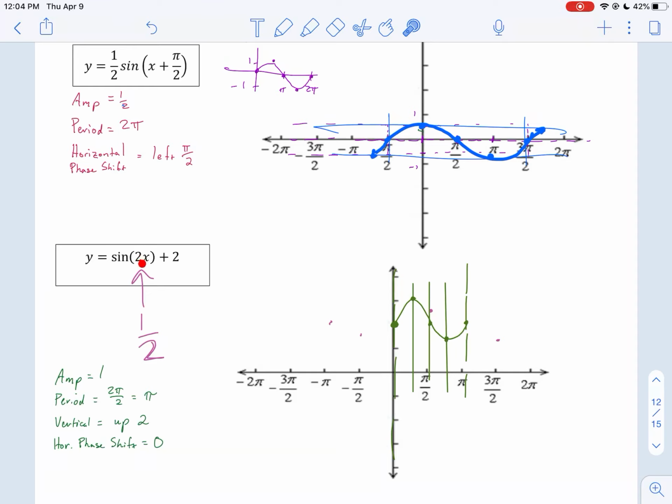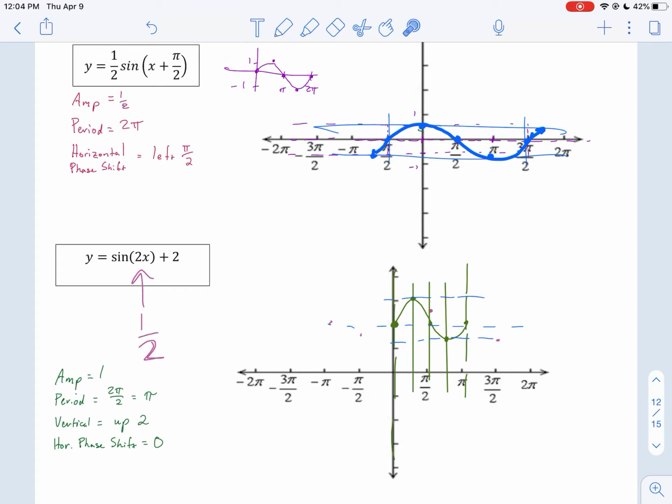All right, let's take a look at the next one. It's already finished. Amplitude of 1. b is 2, so that's going to be a horizontal shrink by 1/2. So the period is pi, or if you use your formula, it's 2 pi over 2. The vertical shift is up 2, horizontal phase shift 0. So if you wanted to, you could put in up 2. You see that's up 2.